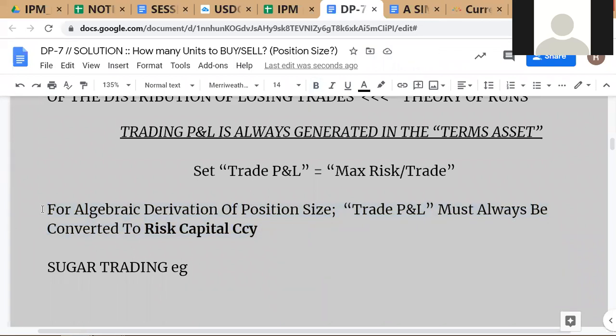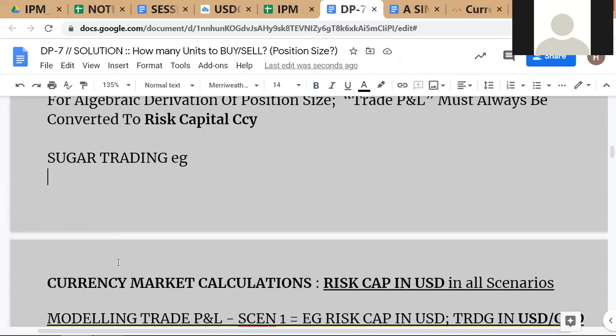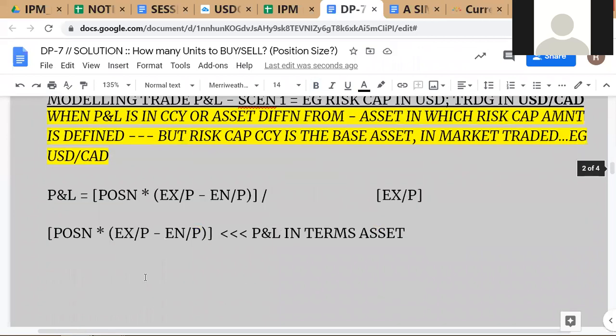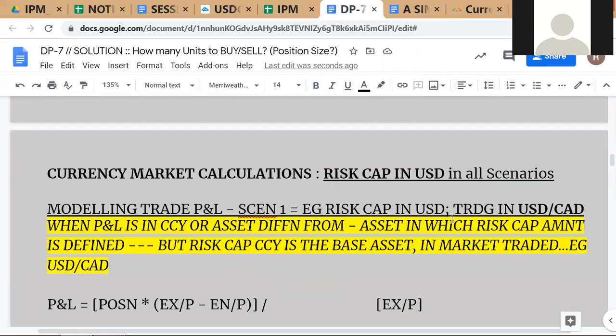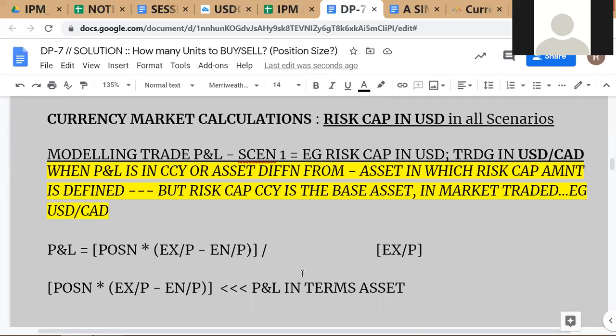All right. So this is the third principle that we have, which we have to always follow. So we have to always convert this. So that's what we're doing here in scenario 1. Notice that the risk capital currency is different from the P&L currency. But the risk cap currency is the base asset. This is the important part. So these are the 3 important parts.